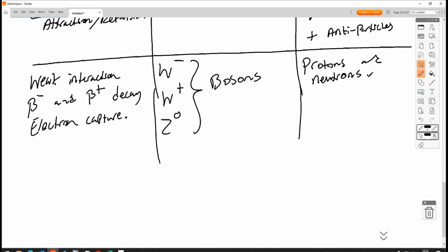So if two things are repelling, the virtual photon is involved between them. If they're attracting, the virtual photons are still involved. If it's weak interaction, so beta minus or plus decay, it's one of those W minus or W plus that's causing it to happen. And when we start drawing Feynman diagrams on the next page, it's going to start to make sense as to how these actually work.